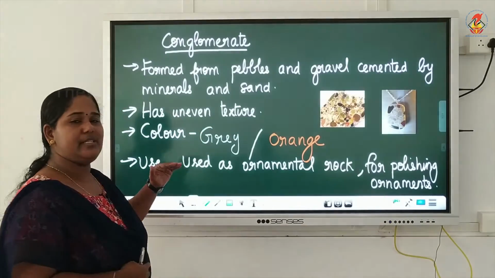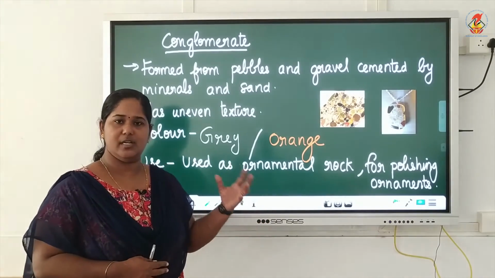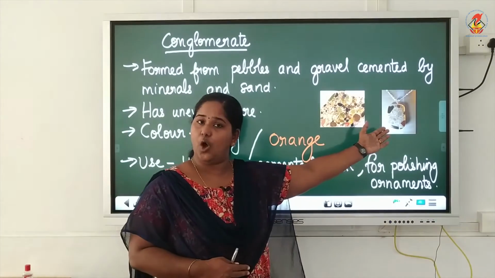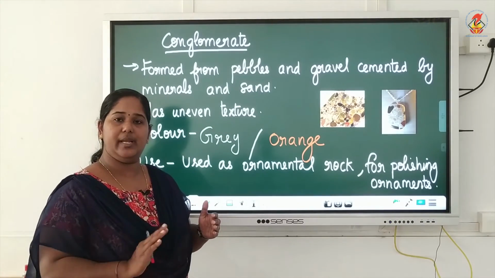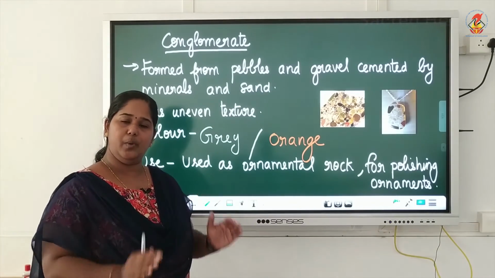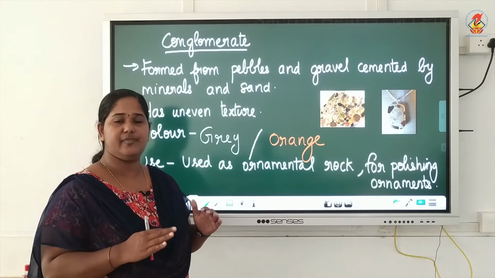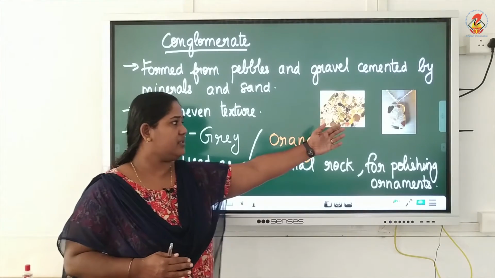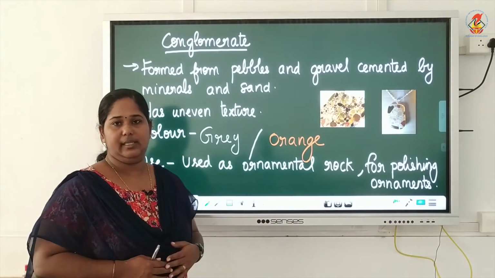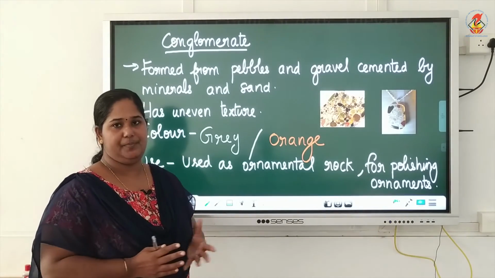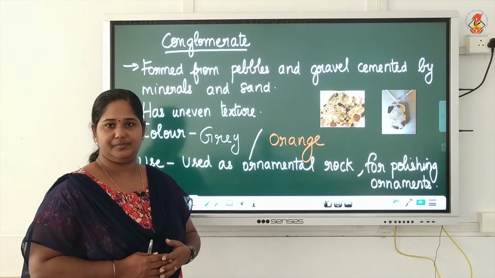It is an ornamental rock and is used for polishing ornaments. Ornamental rock means it can be used in ornaments. The picture is shown here. It is used as a pendant. I told you conglomerate rock has a very uneven texture, that means it is rough. So when it is polished, you can use it as a pendant or a ring or anything like that. It gives a shining appearance and looks beautiful because there are different colors in that rock.